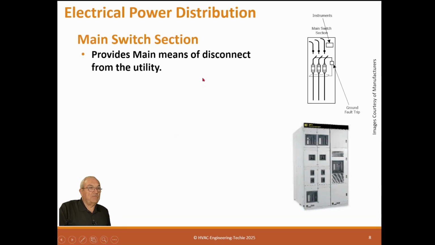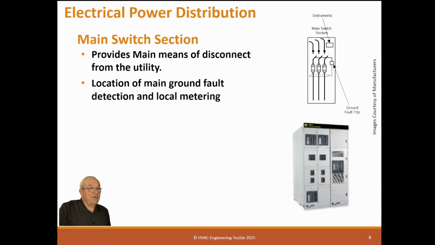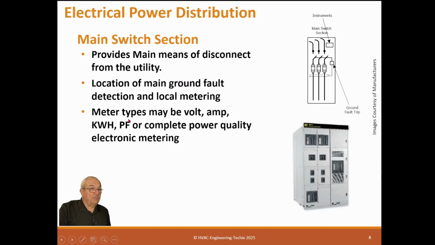Main switch section provides main means of disconnect from the utility. So this is the main switch coming in from the utility power, and it allows you to drop the whole building at one time. It's also a breaker, so if there's a problem, it will drop the whole building. Location of main ground fault detection and local metering. So if you have ground fault, which they normally do on the main breaker, and local metering, if you have local meters on it, it'll be there.